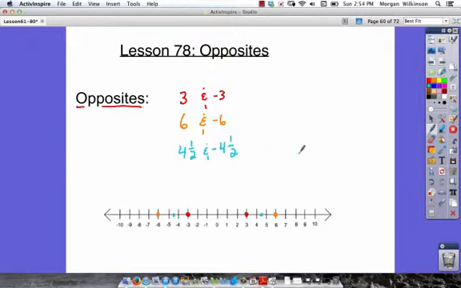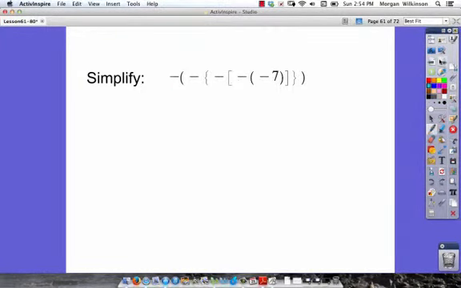Let's go ahead and look at a couple problems that deal with opposites. Here we have to simplify, and we've got negative, negative, negative, negative, negative 7 with all these different symbols of inclusion. Now, every negative symbol just means we're going to take the opposite. So, for example, if we were to have negative, negative 7, what that means is, what is the opposite of negative 7? Well, that must be positive 7. So we can always think of negatives as opposites. Let's go ahead and work through this problem thinking of that.